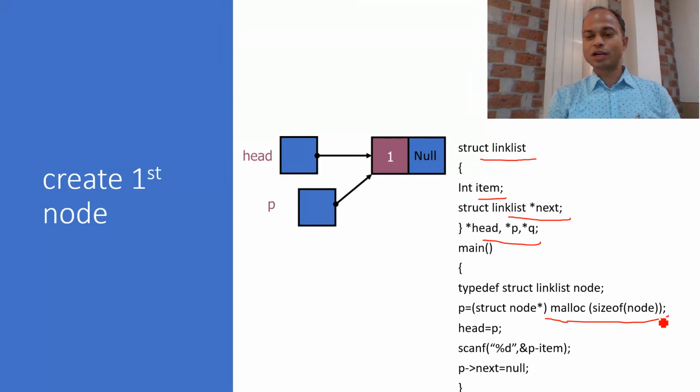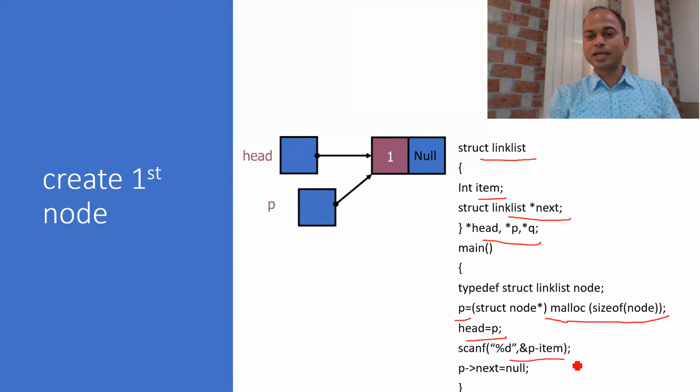Say the malloc function is executed here, this node is created and we are copying the address of this node into the pointer p. So p contains the address of the first node. After it, as we know that head always contains the address of the first node, therefore head equals p. Now head contains the address of the first node.